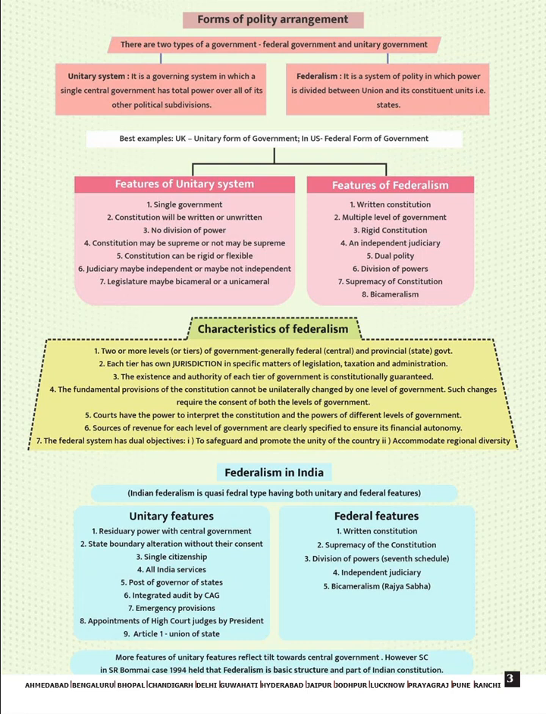What are the features of the unitary system? A single government. And in the federalism system, a written constitution. In the unitary system, the constitution may be written or unwritten. Federalism system, multiple levels of government. In the unitary system, no division of power. In the federalism system, a rigid constitution. In the unitary system, the constitution may or may not be supreme. In the federalism system, an independent judiciary.